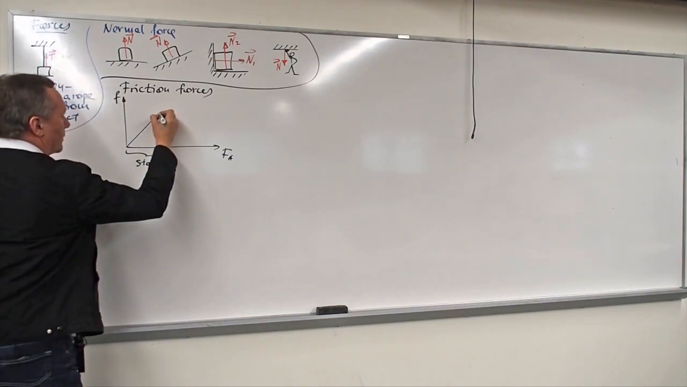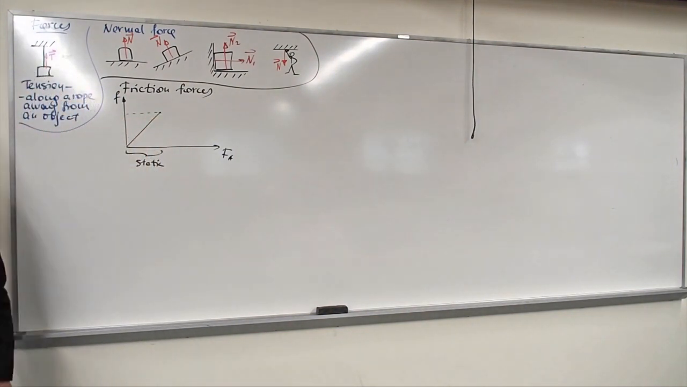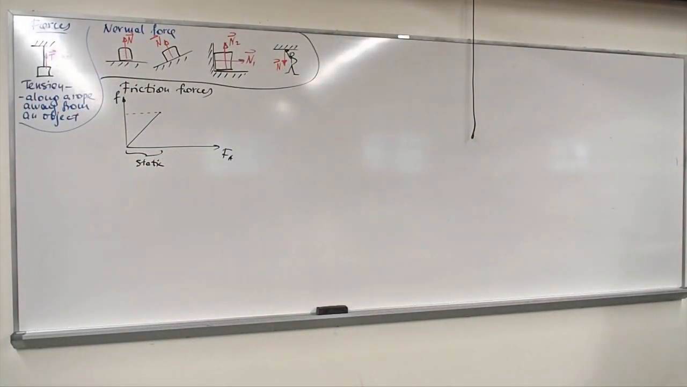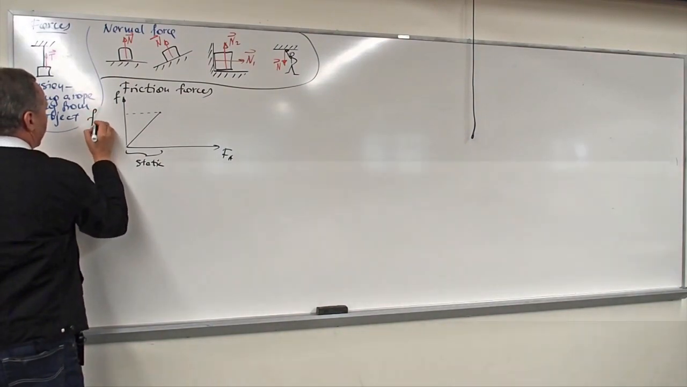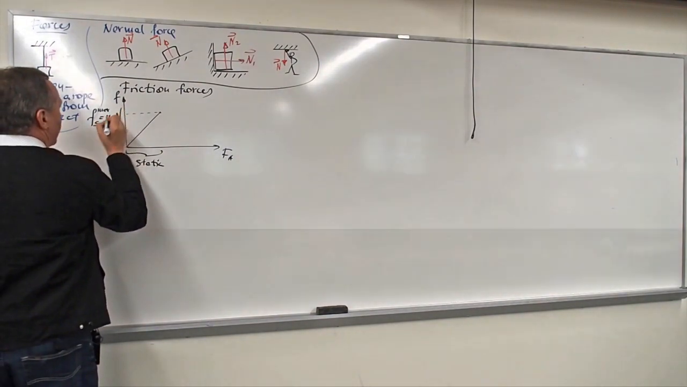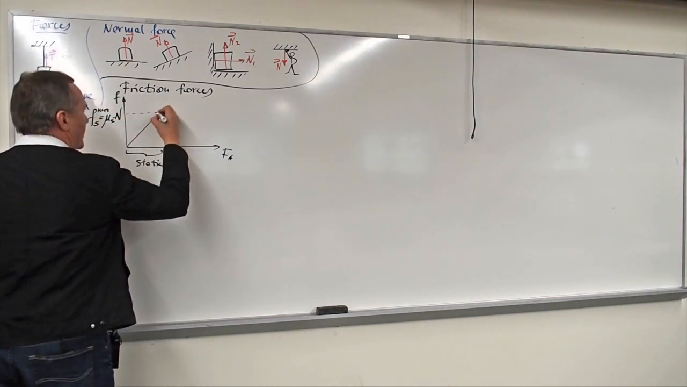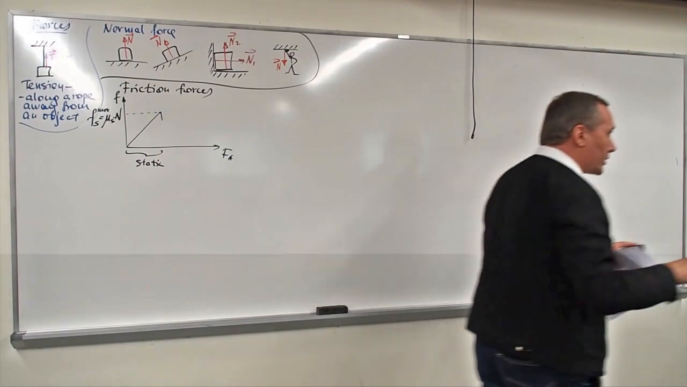Then, when you reach the maximum possible static friction force, what's the expression for it? It's mu static times the normal force. So F static max equals mu s times normal. It's the maximum possible static friction force. Then, if you exceed this, static friction gives up, and the object starts sliding.